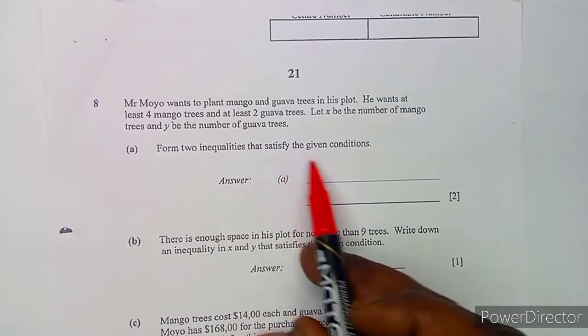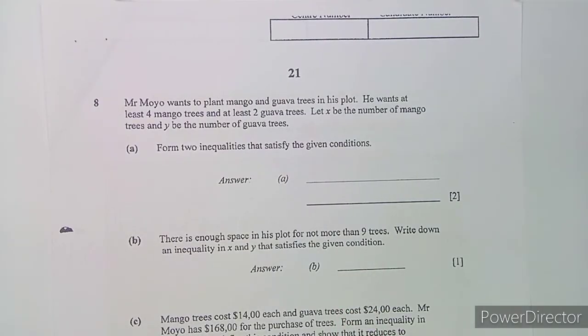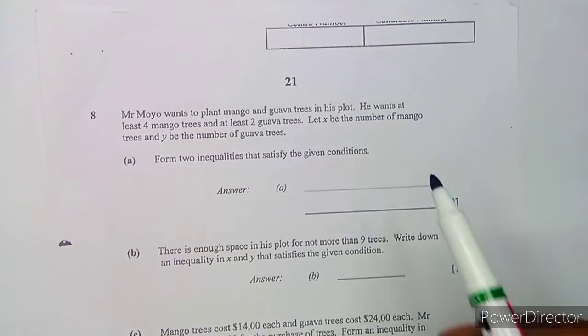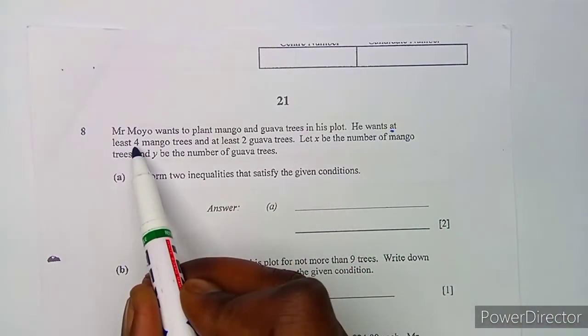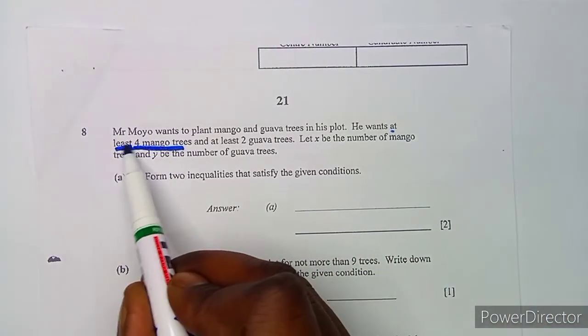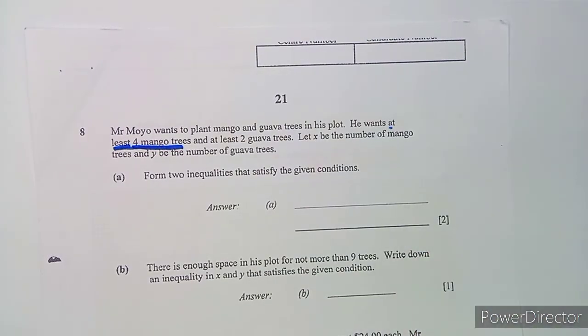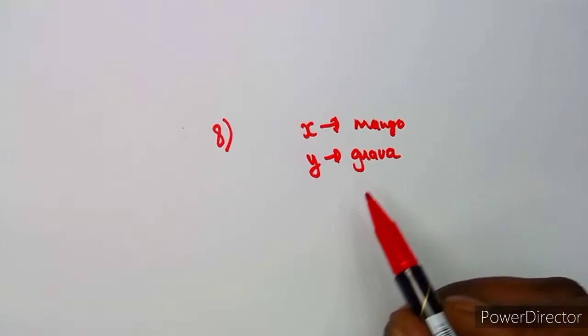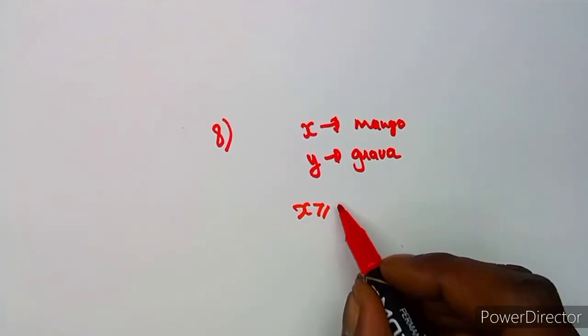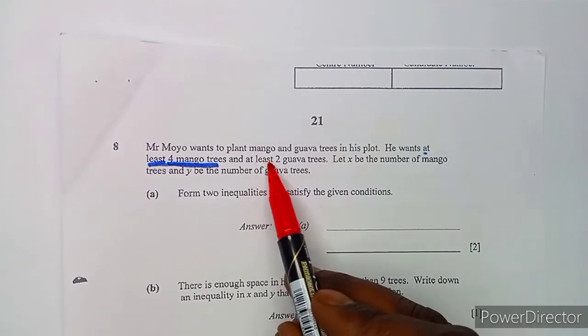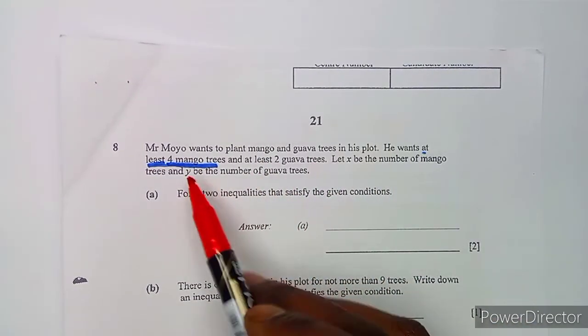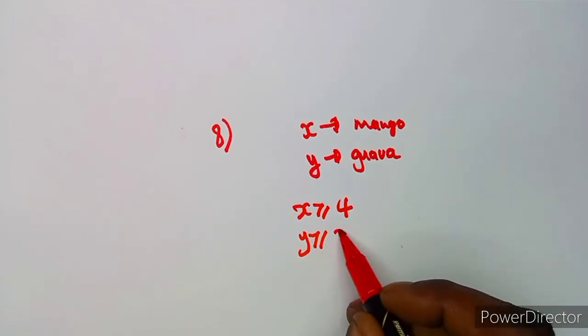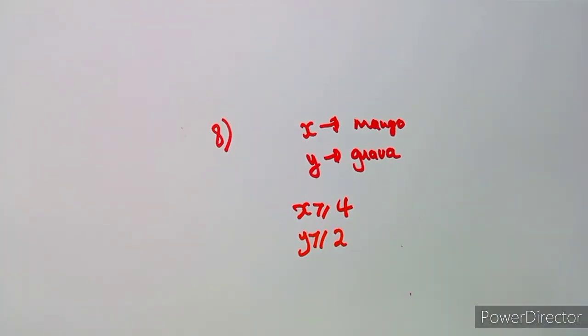Form 2 inequalities from this information. There are 2 inequalities which we need to formulate. Which are these? Let's start here. He wants at least 4 mango trees. At least. Remember, guys, I told you that whenever you see at least, it means greater than or equal to. So X is greater than or equal to 4. And at least 2 guava trees, and guava is represented by Y, so Y is greater than or equal to 2. If it is at most, it's less than.